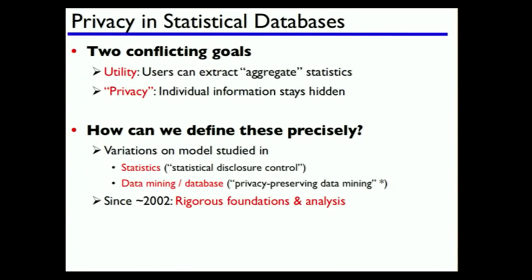Okay. So variations on this model have been studied for a long time in statistics under the name statistical disclosure control since the 60s and 70s, and in the data mining and database communities since the early 80s, where it's come to be called privacy-preserving data mining, although that term has a second very distinct meaning in this community that I'll get back to in a couple of minutes. But roughly since 2002, there's been a push from several communities, although it started very much in the crypto community, to try and put this field on more rigorous foundations. And so I'll be telling you a little bit about that.